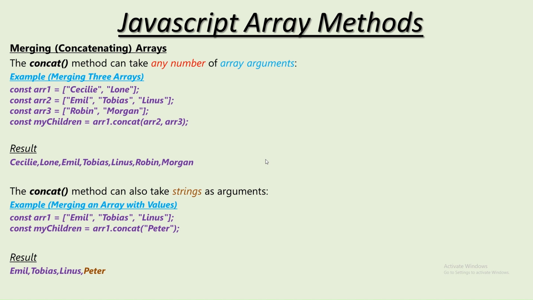The concat method can also take strings as arguments. For example, merging an array with values. const array1 = ["Emil", "Tobias", "Linus"]. const myChildren = array1.concat("Peter"), which means the first values with the new value. Let's see them in action.